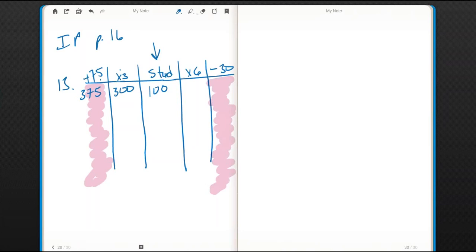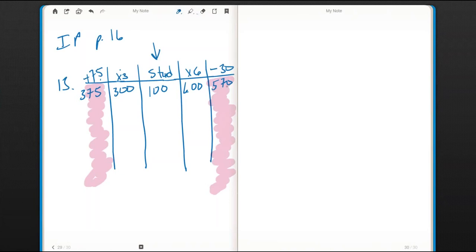If he gave 6 to each student, then he would have needed to give away 600 stickers, but he ran out 30 stickers too soon. So that means he must have started with 570 stickers. Clearly, the 375 in the first pink column and the 570 in the other pink column are not the same.